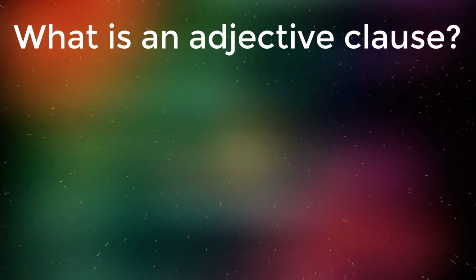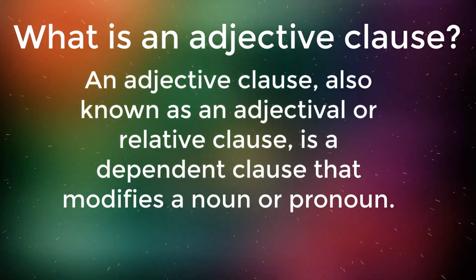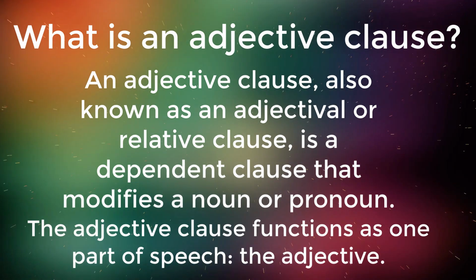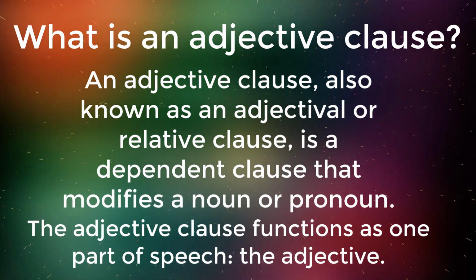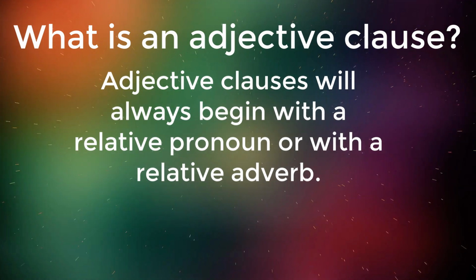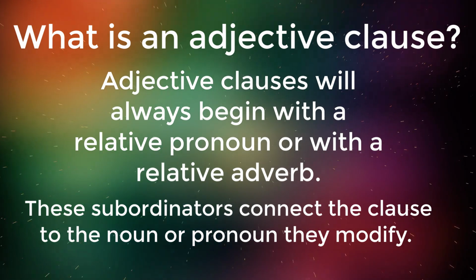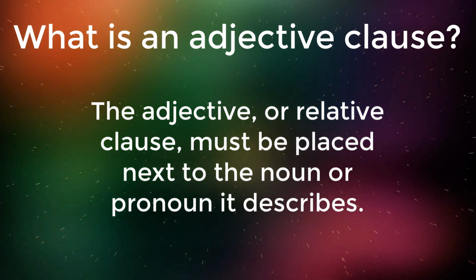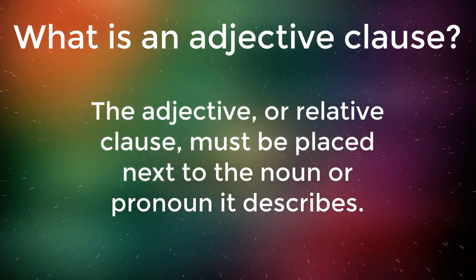Let's go on to the adjective clause. An adjective clause, also known as an adjectival or relative clause, is a dependent clause that modifies a noun or a pronoun. Again, this clause functions as one part of speech, the adjective. One thing to note about adjective clauses is that they will always begin with a relative pronoun or with a relative adverb. These subordinators connect the clause to the noun or the pronoun that it modifies. And one thing to remember about the adjective clause, or relative clause as it's also known, is that it must be placed next to the noun or pronoun it is describing.